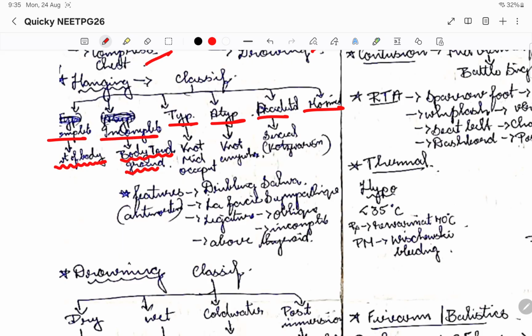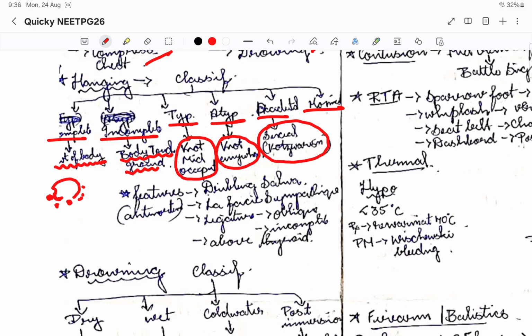Typical and atypical: if the knot that has been tied is in the mid occiput, then it is typical, whereas anywhere other than the mid occiput it is atypical. If this is the skull and this is the occiput, and the knot is here, then it is typical. Elsewhere, near the neck, face or in the front, it is atypical. Then coming to accidental hanging, this is very common. Please remember the name Kurzweilism. It is a type of sexual arousal where accidental hanging might happen.